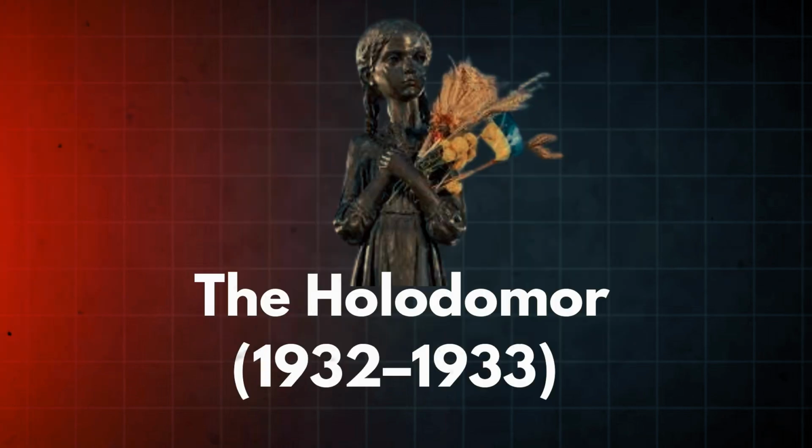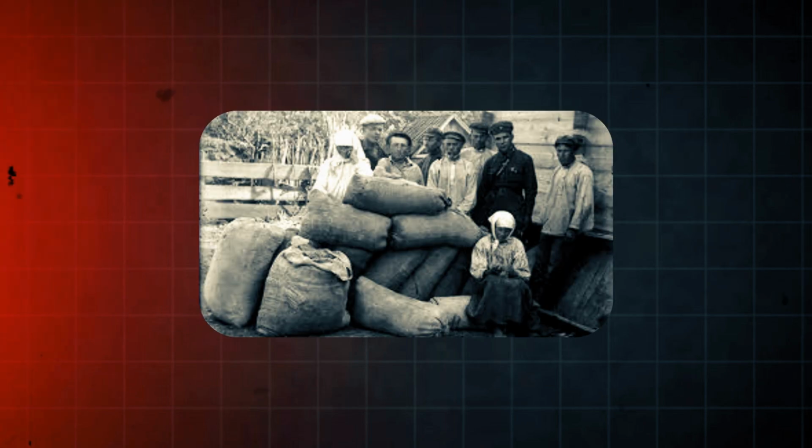The Holodomor, 1932 to 1933. The Holodomor was a man-made famine in Soviet Ukraine, orchestrated through policies under Joseph Stalin's regime. Forced collectivization of agriculture and steep grain quotas led to widespread crop seizures. The Soviet government restricted population movement, preventing starving peasants from seeking food elsewhere.